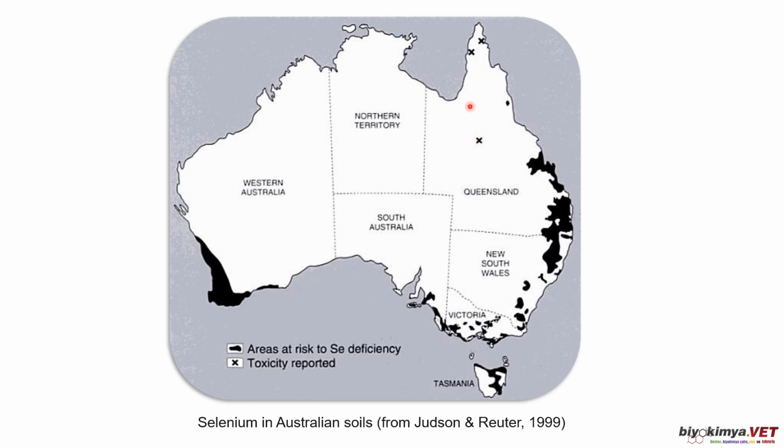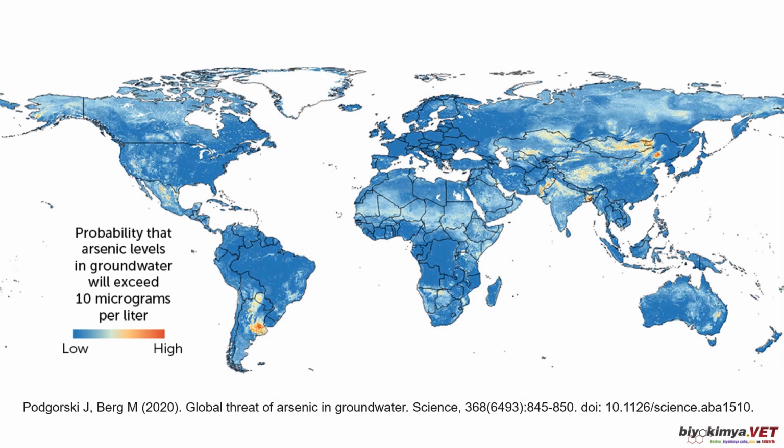And here there are some cross marks, as you see, little areas compared to the deficient areas, which are reported to contain toxic levels of selenium. So either deficient areas or toxic areas must be revealed for the production of animals or for animal grazing or feeding regimes. Not only animals, it's also important for humans.